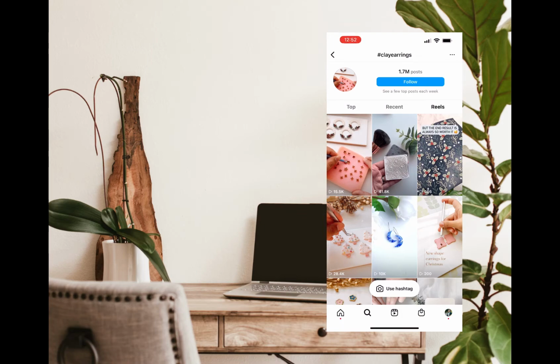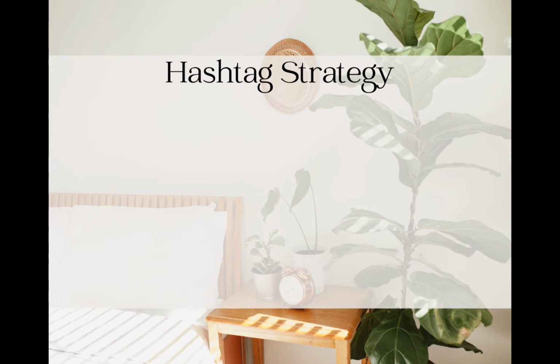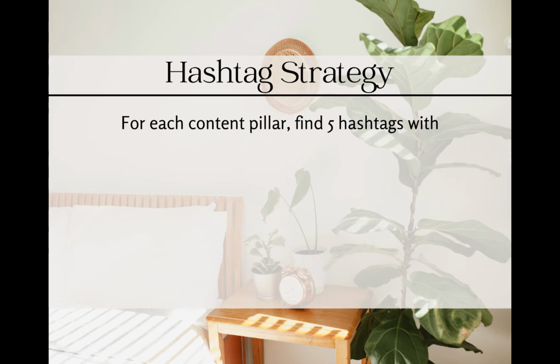So what we're trying to do here is find a group of hashtags, maybe 5 hashtags. Find 5 hashtags that are like 1,000 uses or less. And then find 5 hashtags that are up to 10,000 uses. And go ahead and find 5 more hashtags in that category that are maybe 500,000 uses.